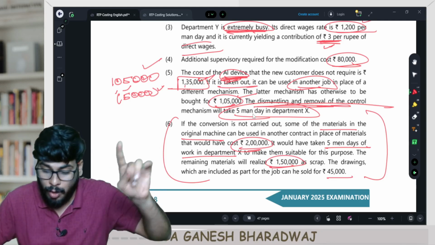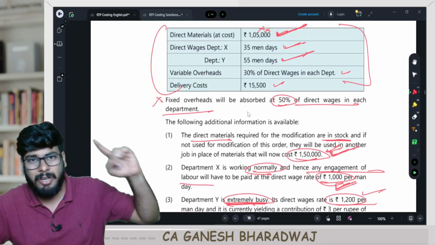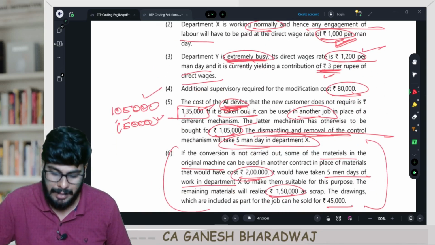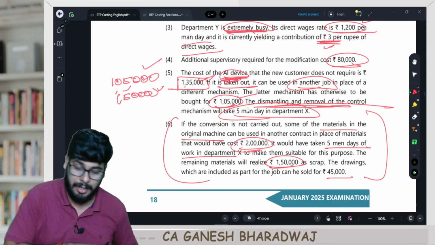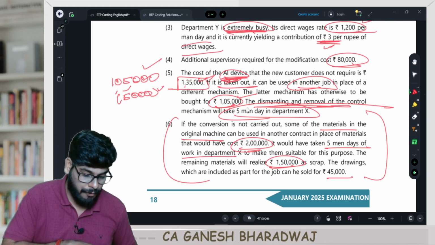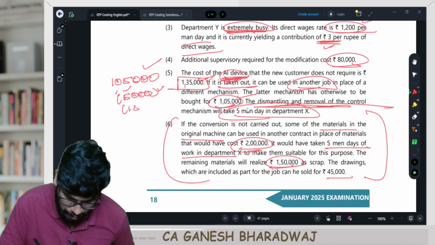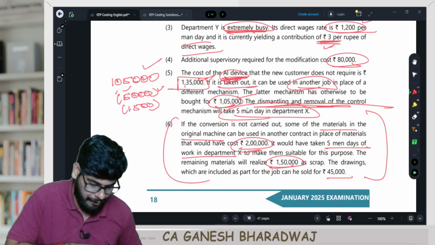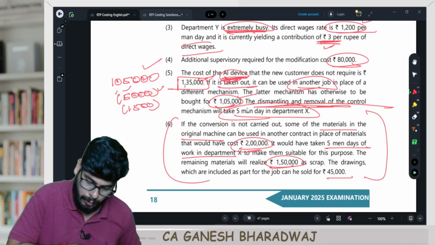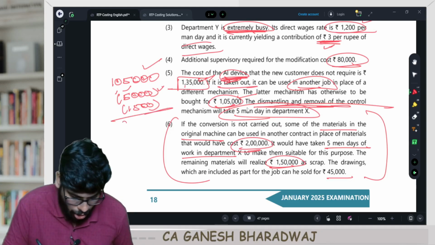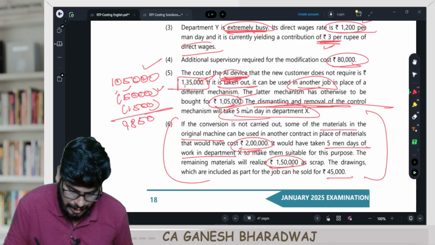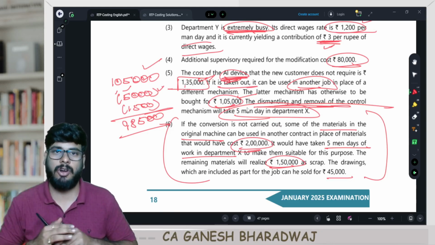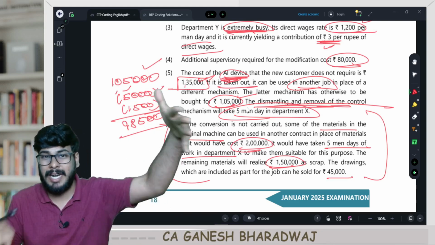But wait. One more thing you should remember. Whenever you are incurring wages, you will also incur variable overheads. 30% of direct wages is going to be my variable overheads. So 5000 into 0.3, that is a further 1500 rupees. So how much is that going to be? That's going to be 1,05,000 minus 5000 minus 1500. So net of it, you are saving how much? 98,500 rupees.